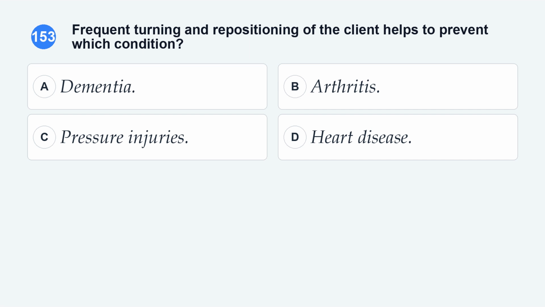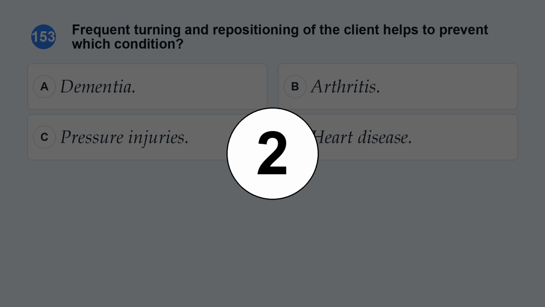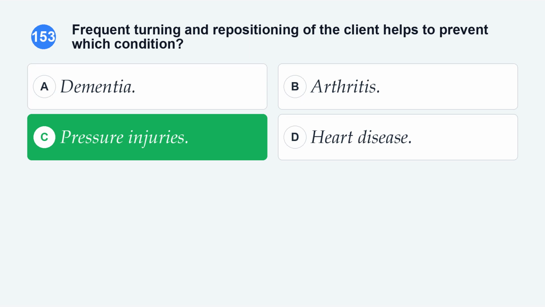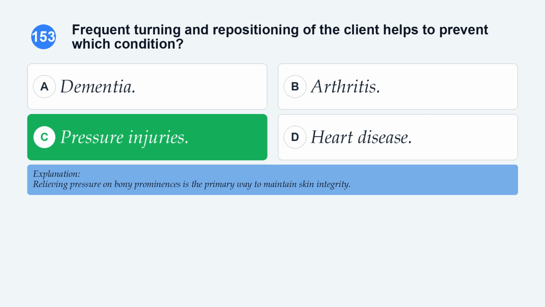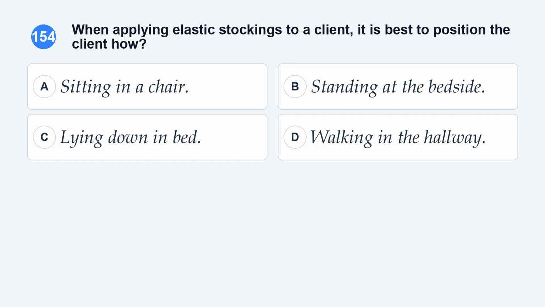Option A, dementia. Option B, arthritis. Option C, pressure injuries. Option D, heart disease. The correct answer is option C, pressure injuries. Explanation. Relieving pressure on bony prominences is a primary way to maintain skin integrity. Question 154. When applying elastic stockings to a client, it is best to position the client how?